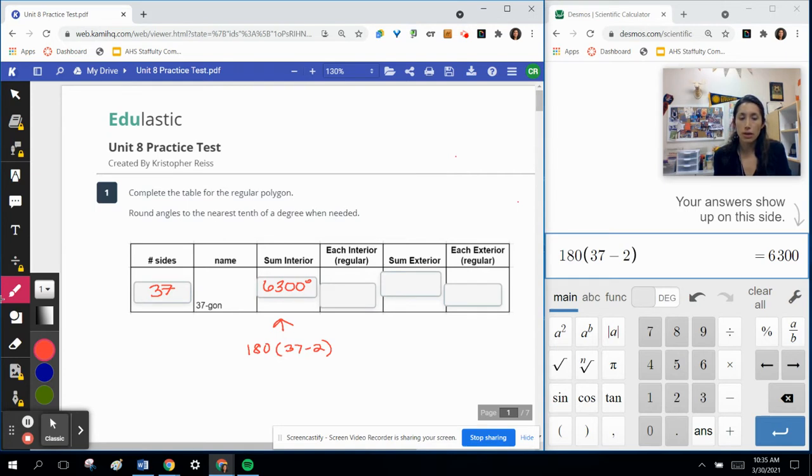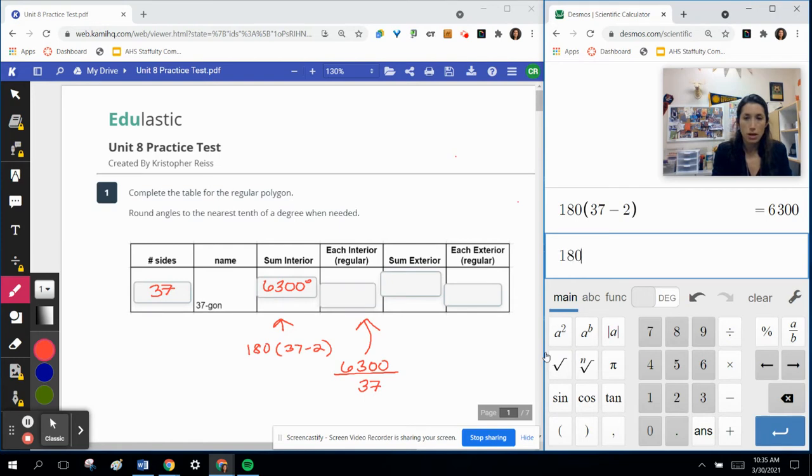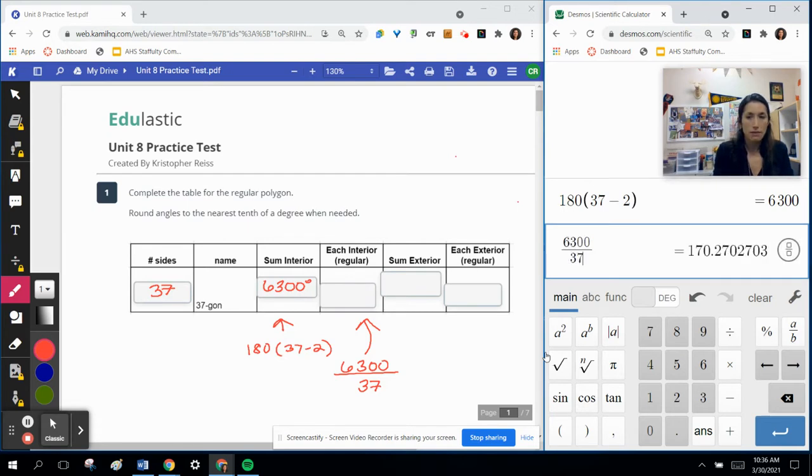Each interior angle basically takes the sum, so that answer that we got, and we now divide it by how many angles we have, and that works for regular polygons. So we have 37 sides, there are going to be 37 angles. So 6,300 divided by 37. And we're rounding that to the nearest tenth if needed. So this would be 170.3 degrees.